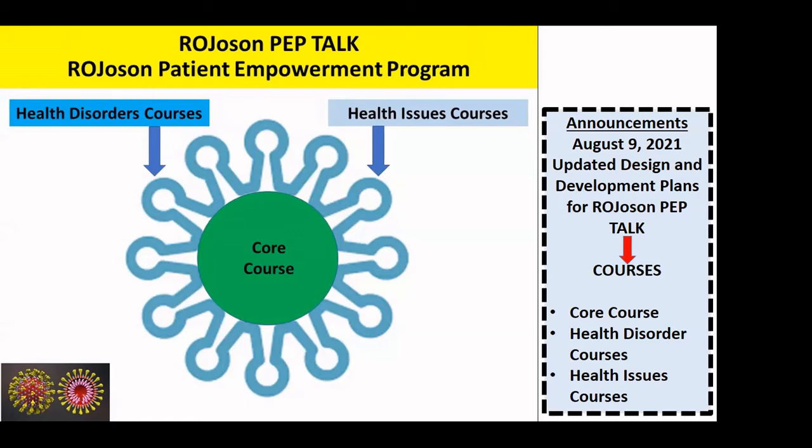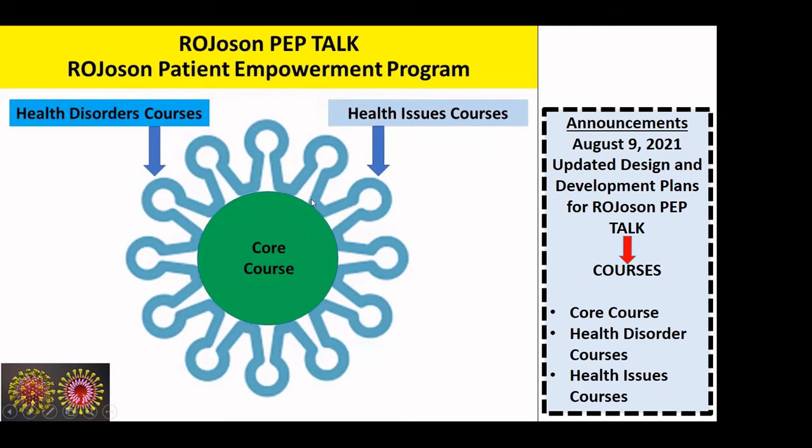Okay, I updated the design and development plans of the ROJoson PEP TALK. I have transformed it formally into courses. So there are three types of courses. You have the core course, and then you have the health disorder courses, and then the health issues courses. So you know the reason why this is illustrated like a coronavirus, because this was formulated at the time of the COVID pandemic.